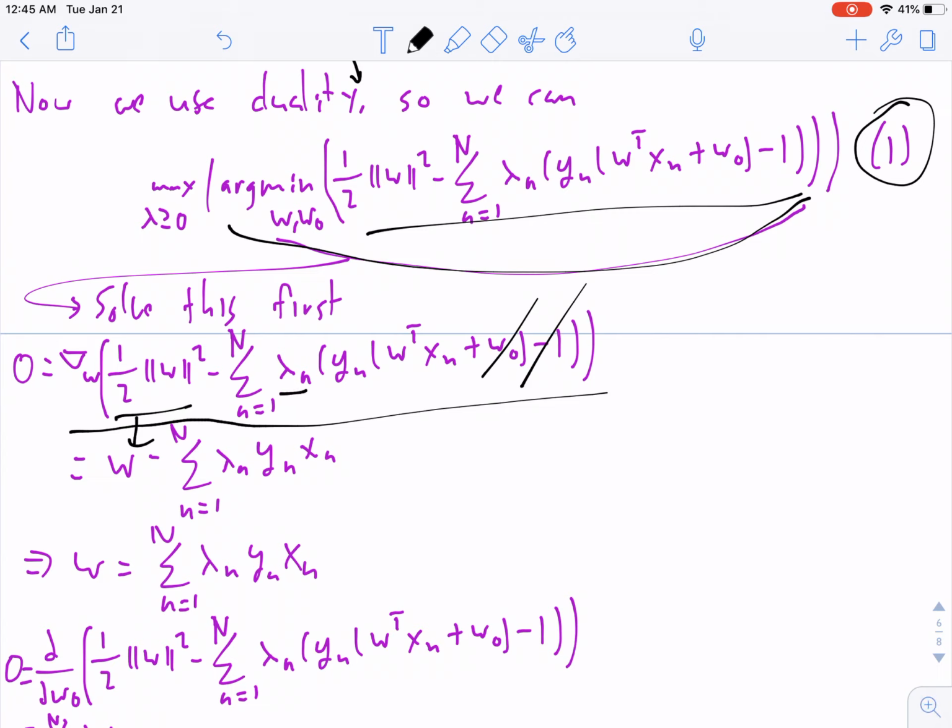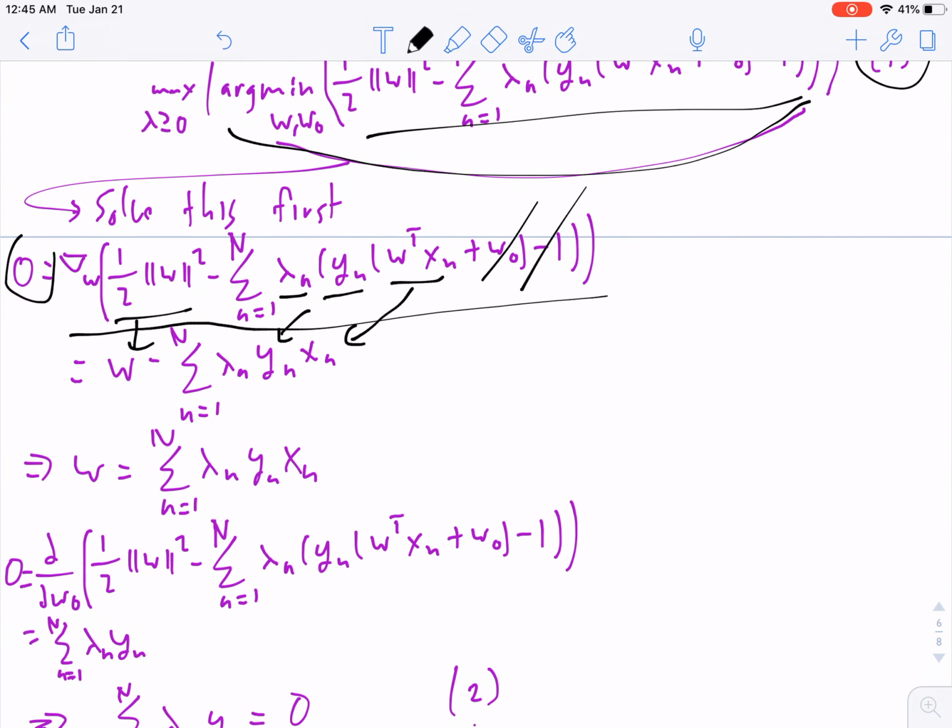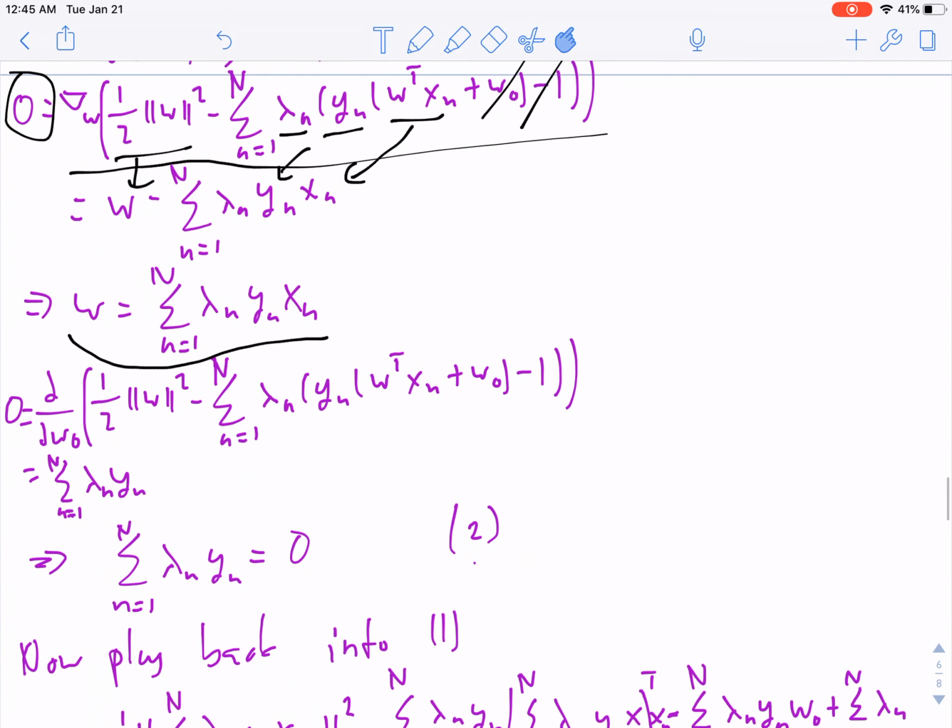And then here we have lambda n, yn, those are just coefficients we can pull out, and then the gradient of w transpose xn with respect to w just gives us xn. So we can go ahead and solve that. Remember that this is equal to 0 because we are minimizing here, and then this will give us an equation for w.